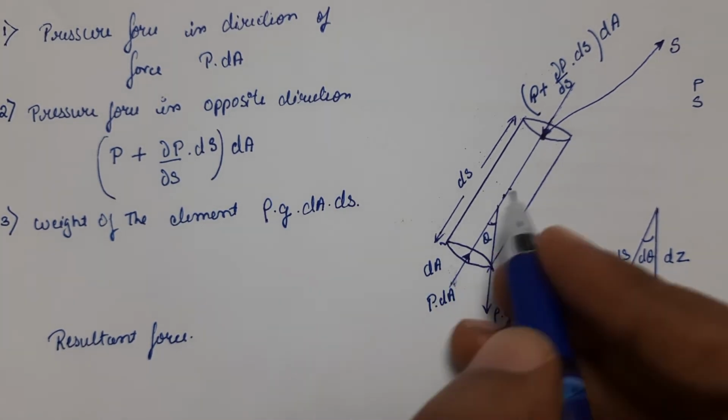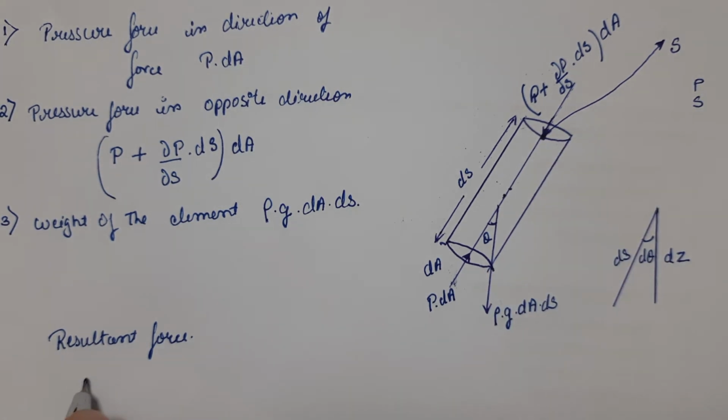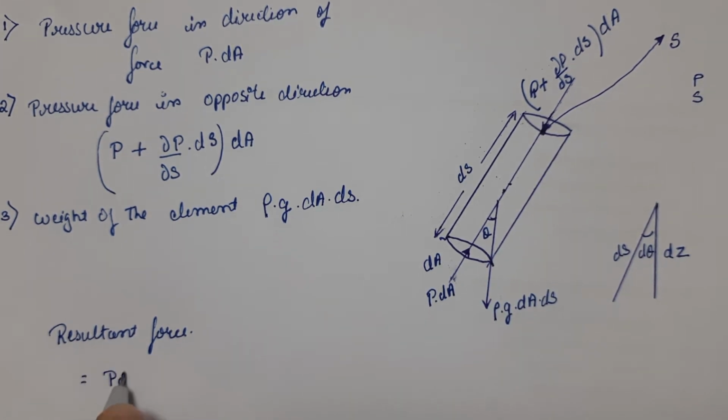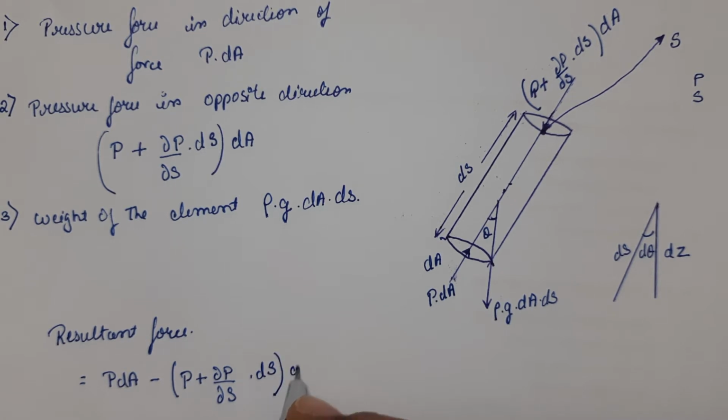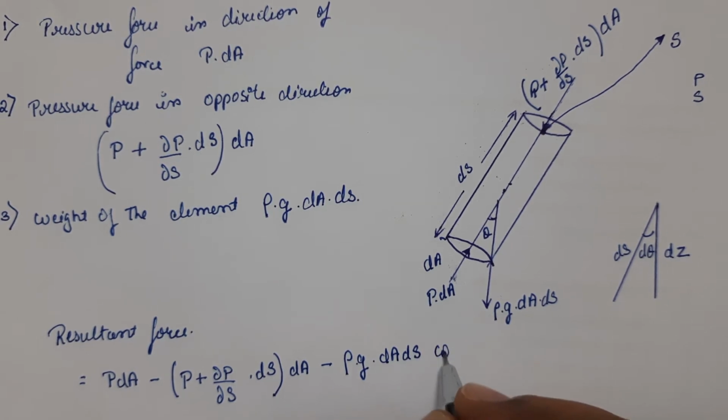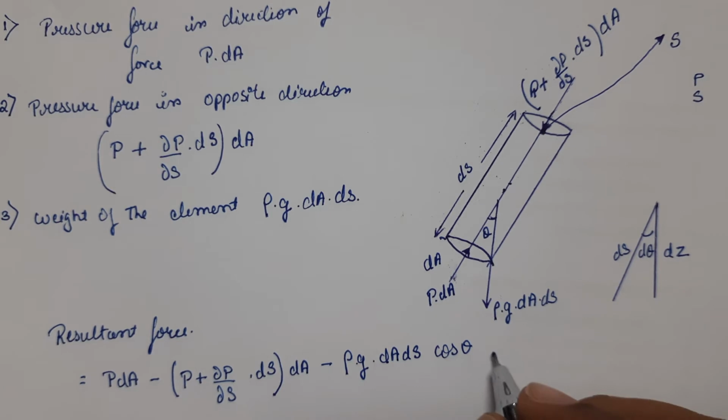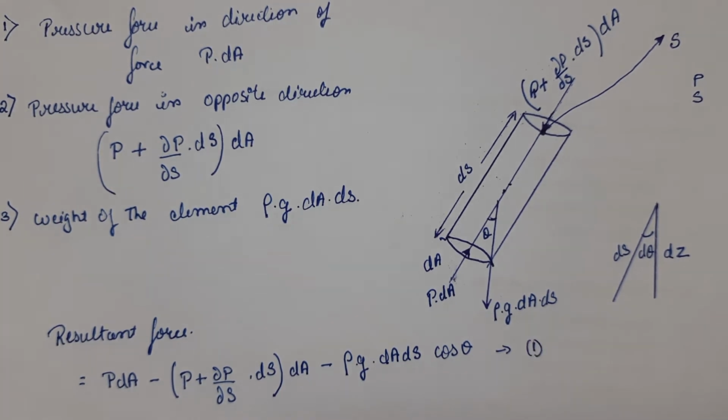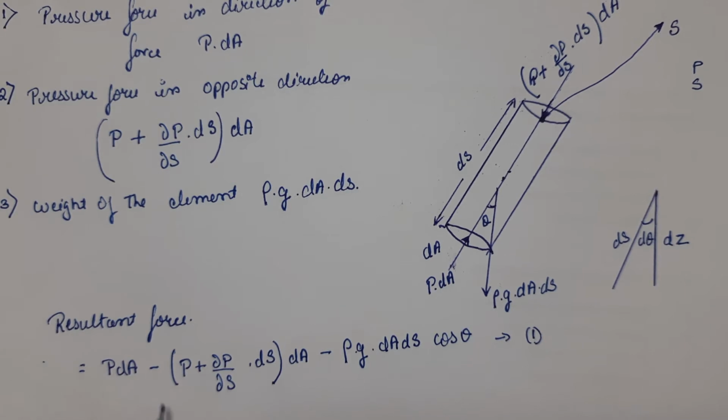Now the resultant force acting along the line of action will be written as P dA minus the opposite force, P plus dou P by dou S into ds into dA, minus rho g dA ds cos theta. So take this as equation 1. This is the resultant force.